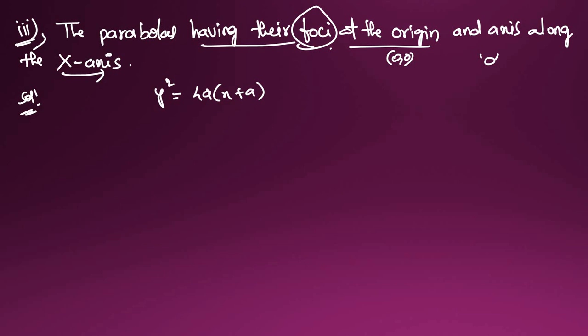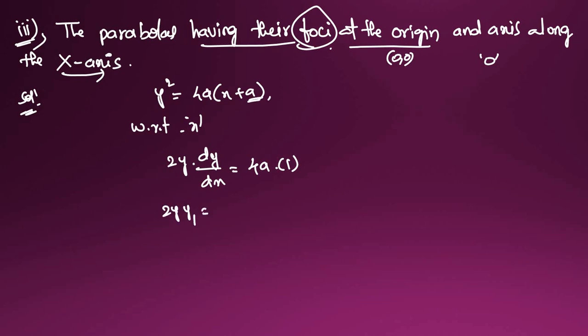So this is what we have to get in the question here, and we have to take the derivative with respect to x here. So it will become 2y into dy by dx is equal to 4a into 1, so 1 will come here. a is a constant, so its derivative will become 0. So it will become 2y y1 is equal to 4a. 2y1 is equal to 4a. So the 2 and 2 will get cancelled.